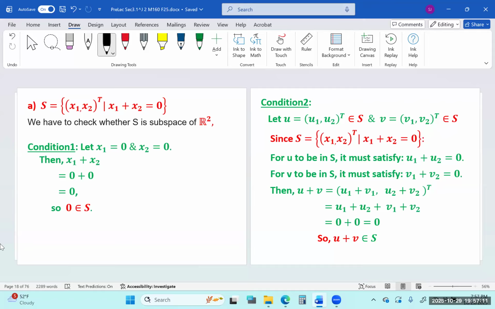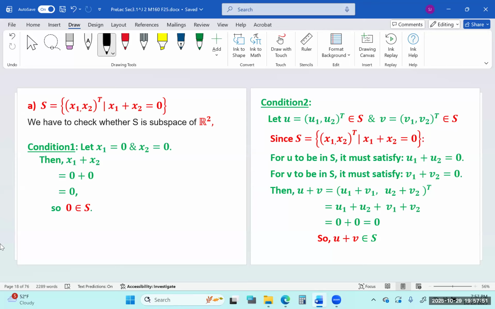So let's say you take one vector u and another vector v from this set. That means u has this condition: u1 plus u2 is 0, and v1 plus v2 is 0, because you took them from the set. So whatever condition the set has, your two vectors will have the same conditions. Now, what if you add u and v together? If the sum is 0, then it will be closed under addition.